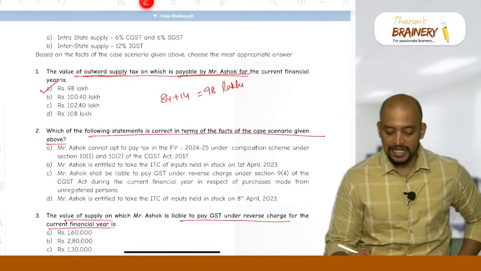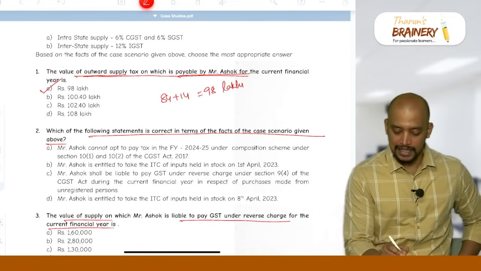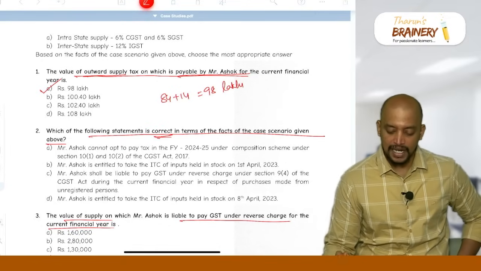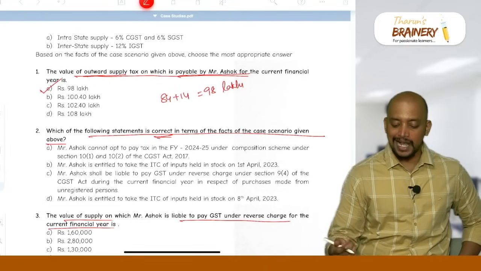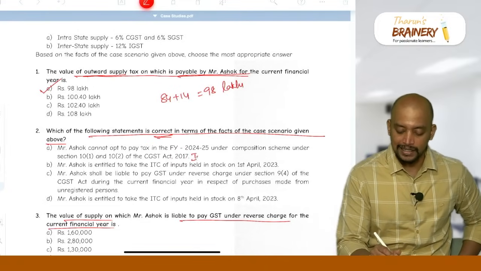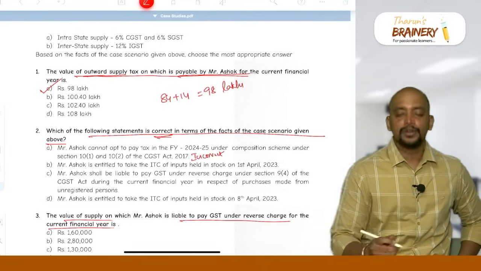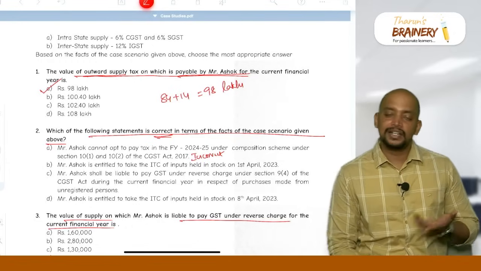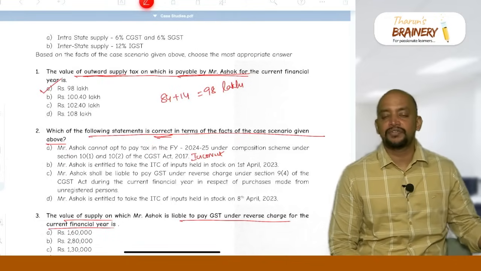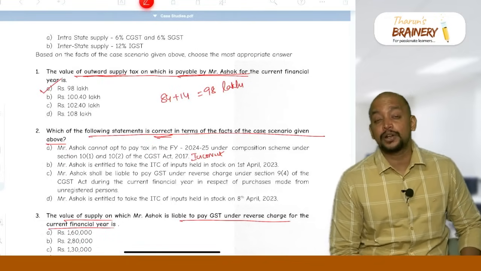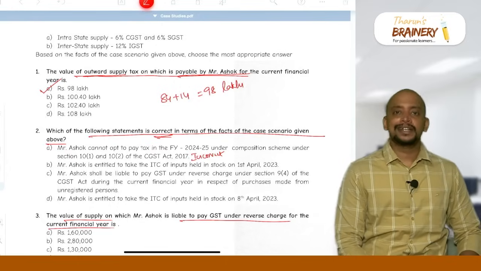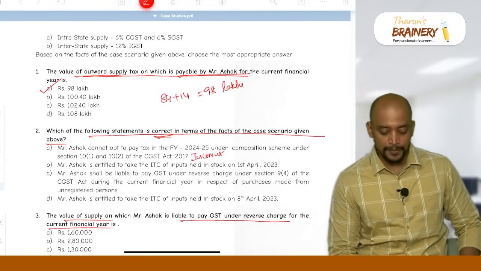Which of the following statements is incorrect? Is correct in terms of facts of the case scenario given above. Mr. Ashok cannot opt to pay tax under composition scheme. Incorrect. They can opt for composition scheme because they are registering only this year. Definitely the previous year does not exceed 150 or 75 lakhs. So Mr. Ashok can opt for composition scheme, and moreover they are not making interstate supplies. Interstate purchases can be there.